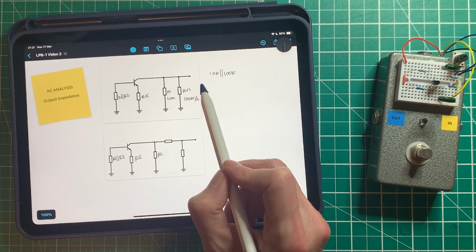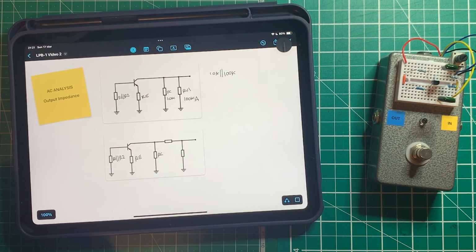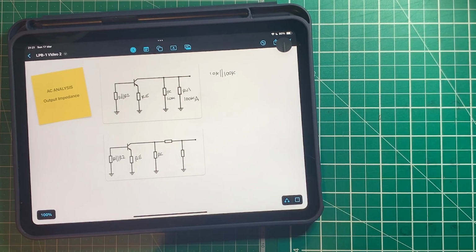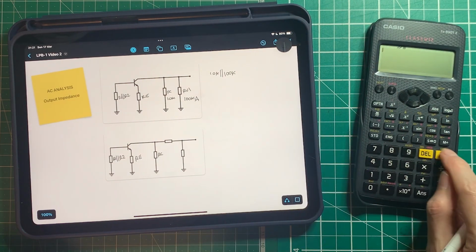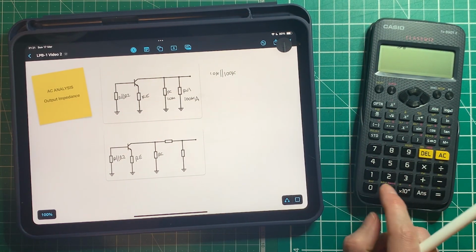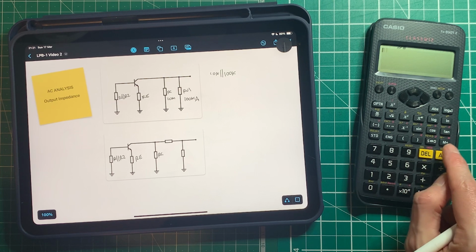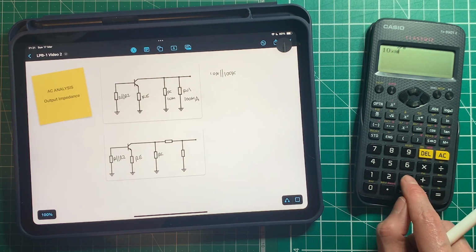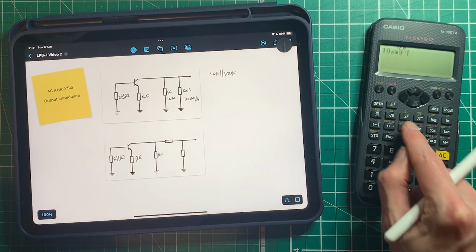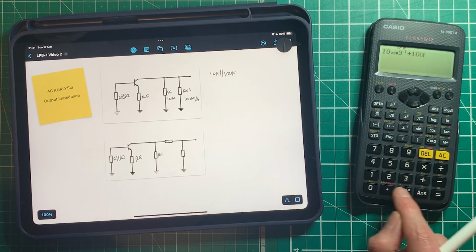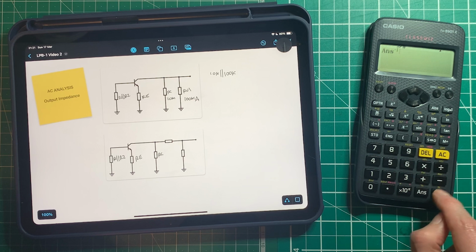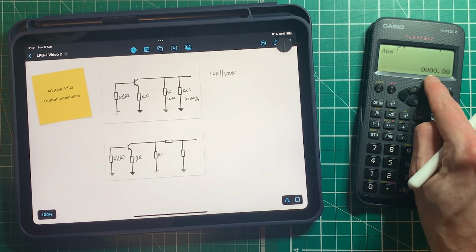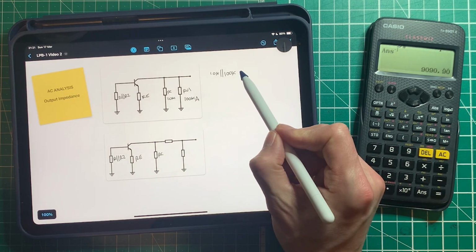So let's bring in the calculator and do some maths. I'll just move the pedal out of the way again. Okay, so actually let's do it this way, my favourite way: 10 to the -1 plus 100 times 10 to the 3 to the -1 equals, and then take the reciprocal of that, and we get about 9K.